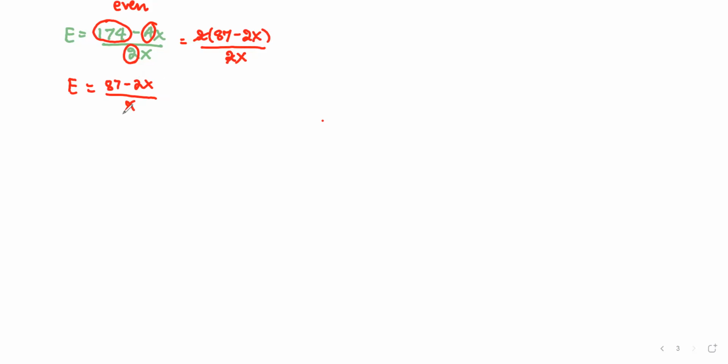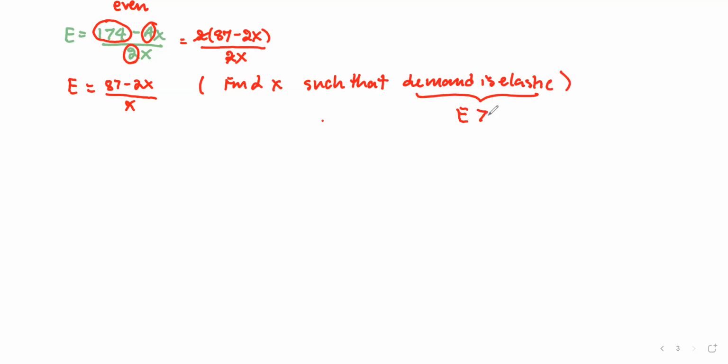With this expression, the question says we're going to find the x such that the demand is elastic. Elastic means the value E is greater than 1. So we set up E greater than 1. E is 87 minus 2x divided by x, greater than 1. From this condition, we can solve the inequality for x.